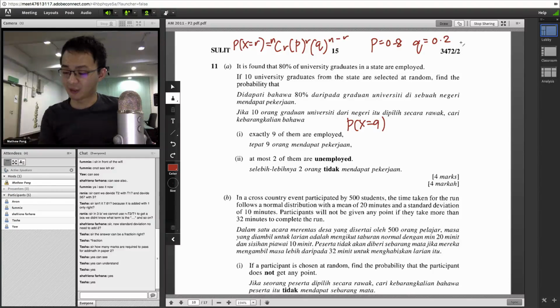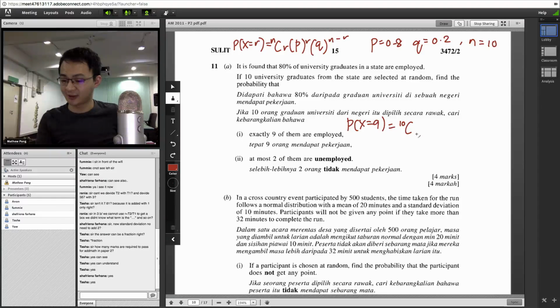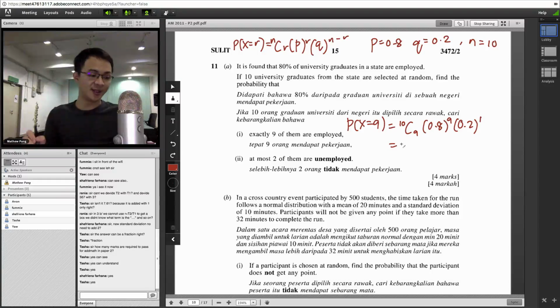So we're going to substitute into this formula. My n is 10, C, my r is 9 in this case. My p is 0.8 to the power of 9. My q is 0.2 to the power of 10 minus 9, which is 1. Then you can easily get the answer: 10C9 multiply 0.8 to the power of 9 multiply 0.2. You should get 0.2684.